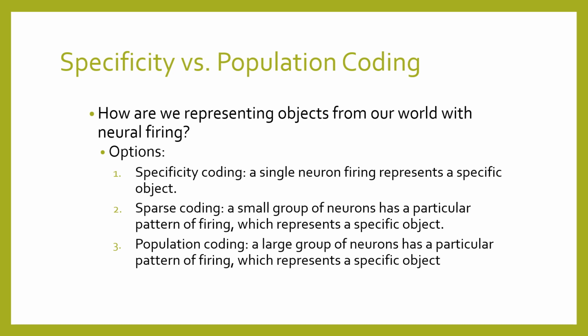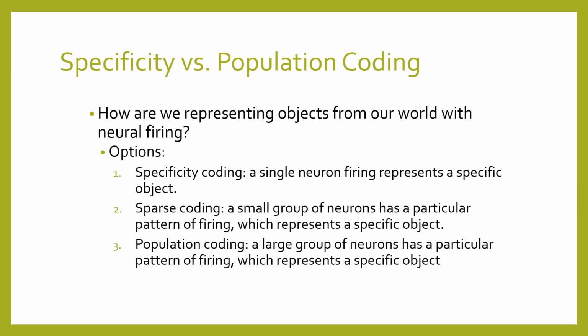So as a summary, putting together all of that, specificity versus population coding, or in this case what they found, sparse coding, is really an answer to this line of research examining the question of how we are representing objects from our world, or perceptual experiences, with neural firing. Our options here are specificity coding, where a single neuron firing represents some specific object. Then sparse coding, where a relatively small group of neurons has a particular pattern of neural firing that is going to represent a specific object.